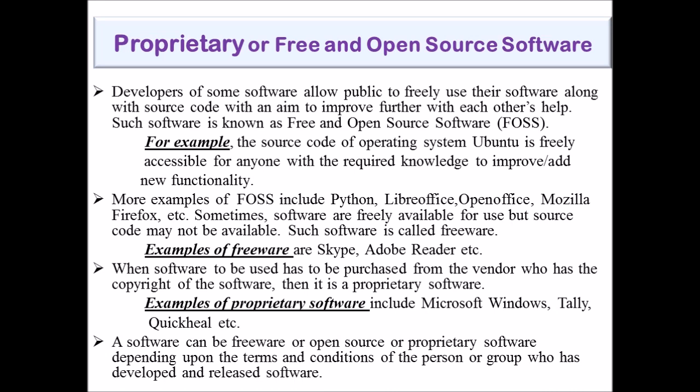When software to be used has to be purchased from a vendor who has the copyright of the software, then it is called proprietary software, or you can say commercial software. Examples of proprietary software include Microsoft Windows, Tally, Quick Heal, for which we have to give payment. Such software falls under the category of proprietary or commercial software. A software can be freeware, open source or proprietary depending upon the terms and conditions of the person or group who has developed or released that particular software. So this is all about proprietary, free and open source software.